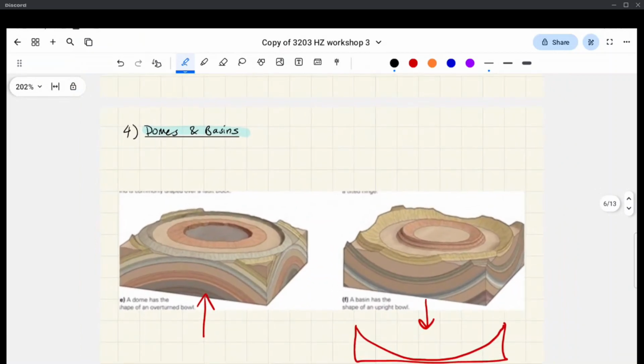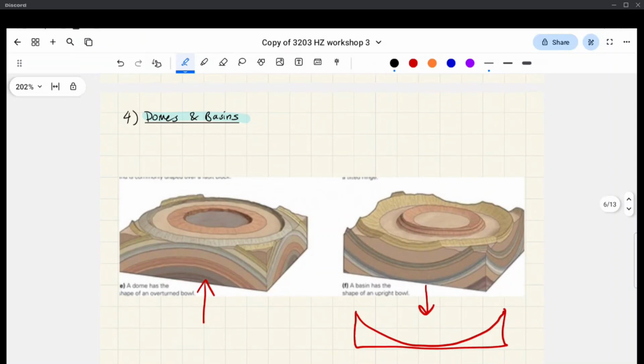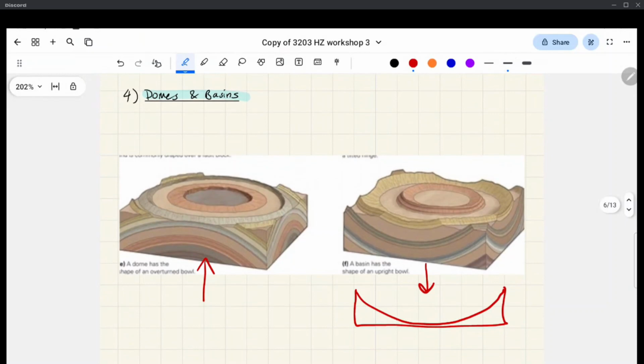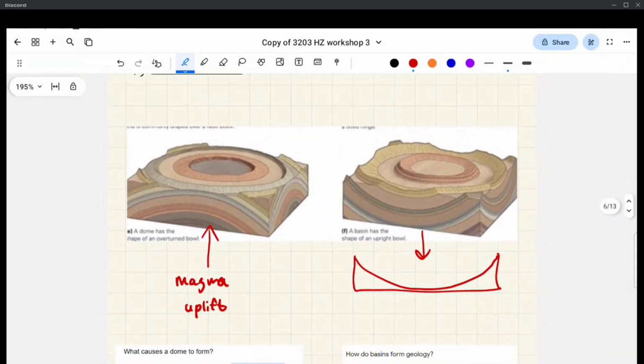Yeah, so domes and basins, right? These kind of look like folds in terms of it's got a wave kind of shape, but it's got this center, it's concentric, right? And these are caused by a few things. So for a dome, this is usually caused by magma uplift. So there's magma underneath the earth that wants to shoot up and potentially form a dike, but it hasn't quite gotten there yet, and so it causes this shape to arise. The other one for a basin, right, which is essentially like a bowl shape, this is due to seismic activity.